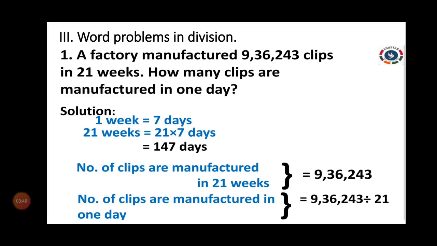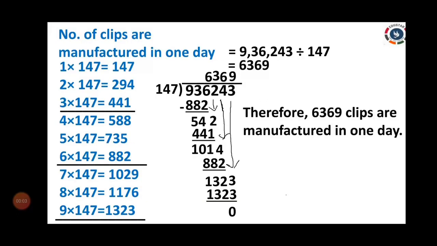Solution. First we have to write 1 week equal to 7 days. 21 weeks equal to 21 into 7 days is equal to 147 days. Number of clips manufactured in 21 weeks is equal to 9,36,243. Number of clips manufactured in one day is equal to 9,36,243 divided by 147. You get the answer 6,369. Therefore, 6,369 clips are manufactured in one day.